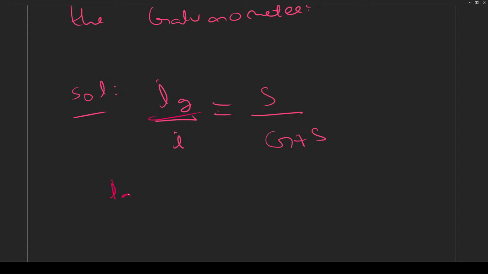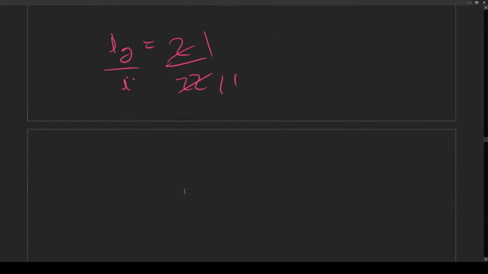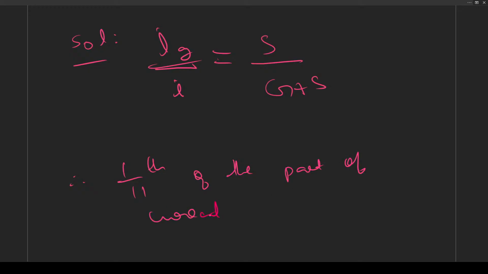Ig by I is equal to 2 by 20 plus 2, which is 2 by 22, that is 1 by 11. So 1/11 part of the main current flows through the galvanometer.